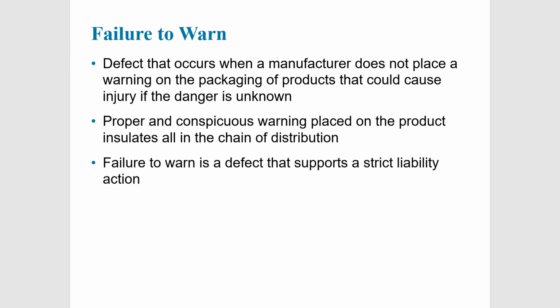So again, some things are just inherently dangerous, but they're so useful to society that we're not going to outright ban them. So we just have to warn people about the danger so that they know how to properly use the product and aren't harmed. So a failure to warn is a defect that supports a strict liability action. It also supports a negligence action if we can show that the manufacturer was aware of a potential danger, but then they didn't warn people about it.